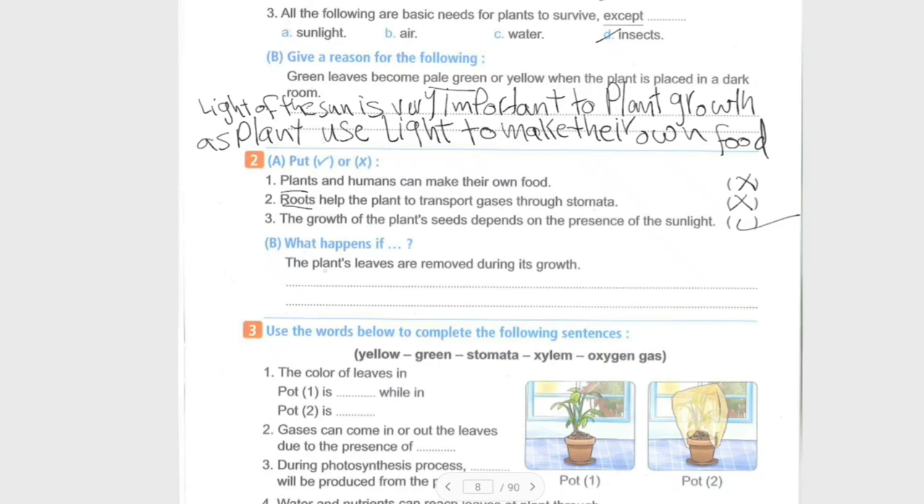Letter B says, what happens if the plant's leaves are removed during the growth? I can say that the plant cannot make its own food. If we remove its leaves, how will it do photosynthesis or make its food? So the answer is the plant cannot make its own food, and as a result it will die.